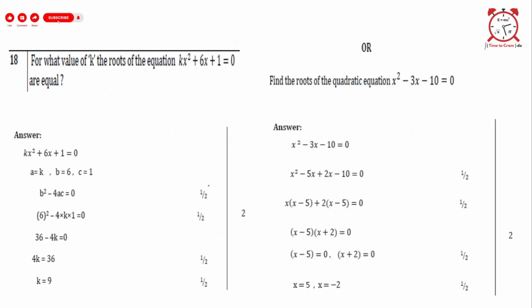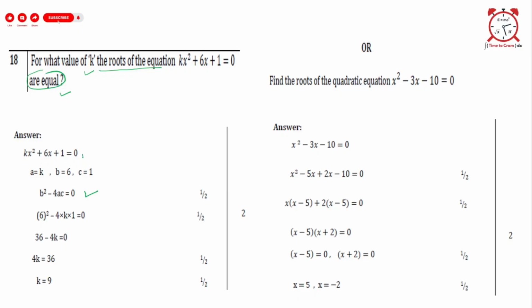Now the next question, you can see here it has an internal option. For what value of k are the roots of the equation kx square plus 6x plus 1 equal to 0 equal? Okay, this is a quadratic equation. What is the value of k for this quadratic equation? Here it is given that the roots are equal. We know that the discriminant is 0 when the roots are equal.